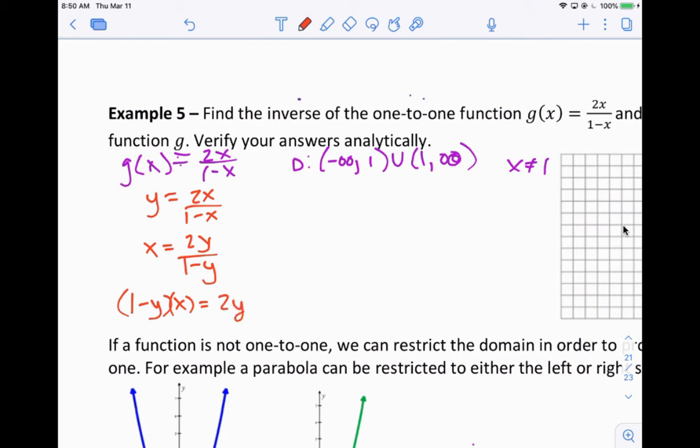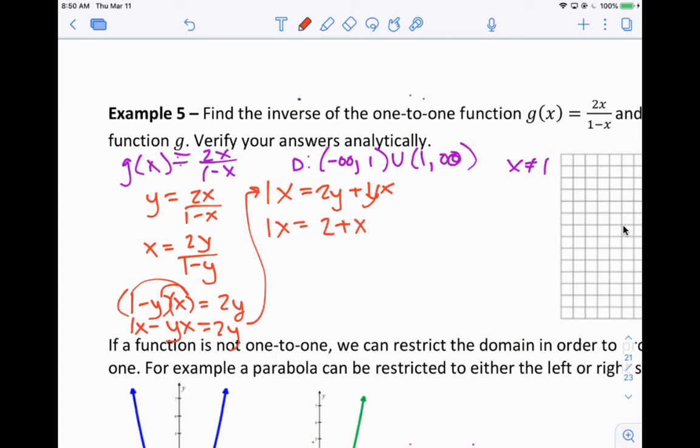Since I have y's on both sides, I want to eventually combine them. I am going to go ahead and distribute my x, get rid of some parentheses. Then I'm going to move that y-ish looking thing to the other side. 2y plus yx. Now oops, pardon me, that's really ugly y. I'm going to factor out a y, 2 plus x. So I've taken that y out, and then I can divide by the thing that is not x.